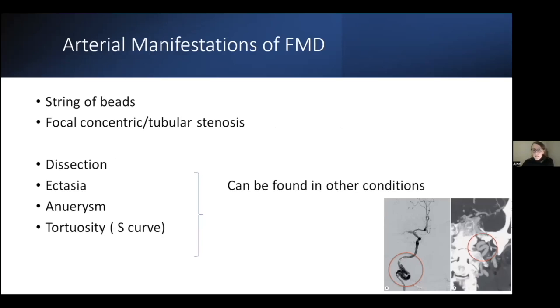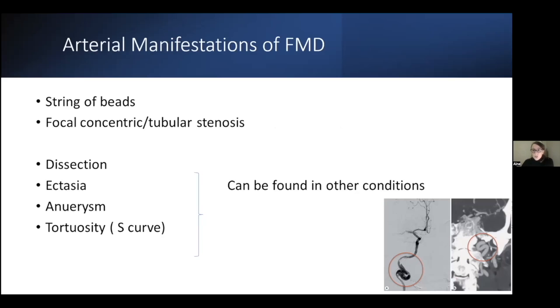So there's various different manifestations of FMD within the arteries. The stereotypical ones are the string of beads, or the focal FMD, which involves a specific narrowing of the blood vessel. You need one of these two manifestations for the diagnosis of FMD, but we're also seeing other manifestations of FMD in the arteries that can be found in various other vascular conditions.